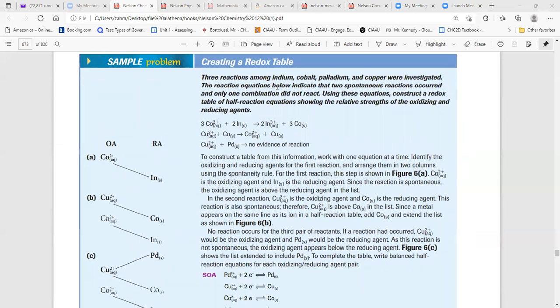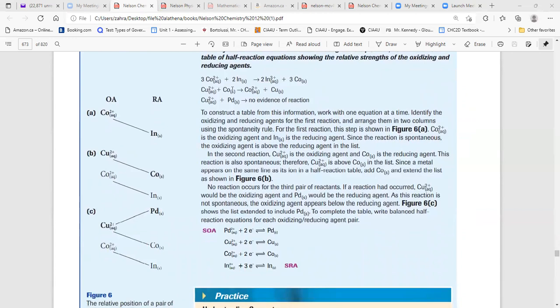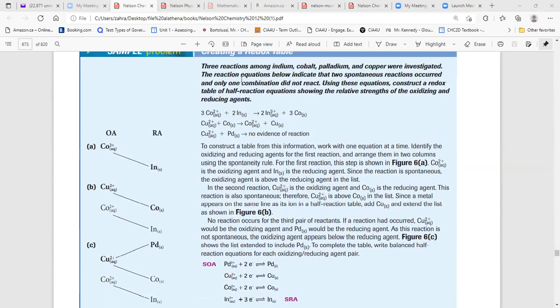Three reactions among indium, cobalt, palladium, and copper were investigated. The reaction equations below indicate that 2 spontaneous reactions occurred. These first 2 are spontaneous, and only 1 combination didn't react. Using this, construct a redox table of half-reaction equations showing the relative strength of oxidizing and reducing agents. So here is the oxidizing agent, this is the reducing agent. Since this is happening spontaneously, the oxidizing agent should be above the reducing agent.